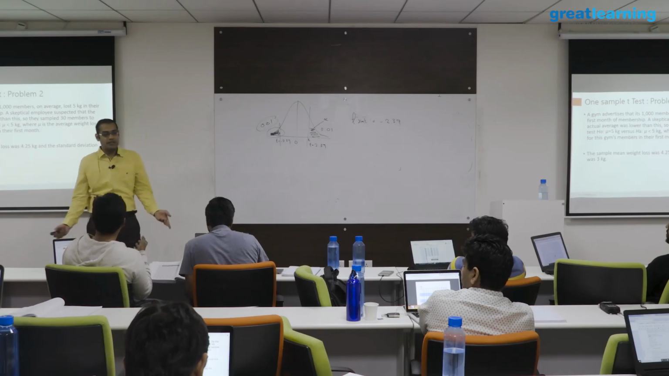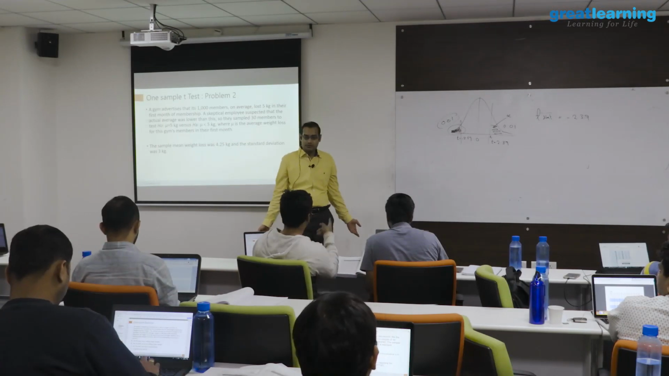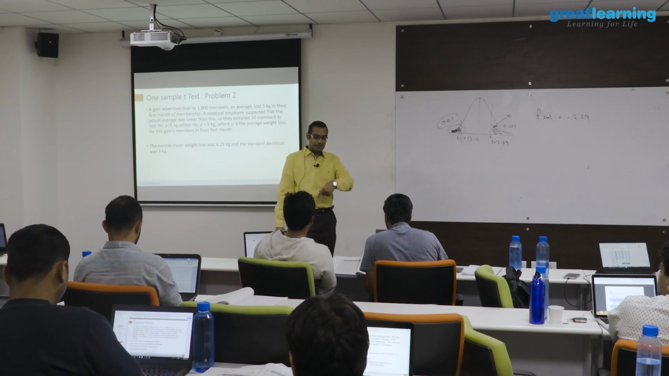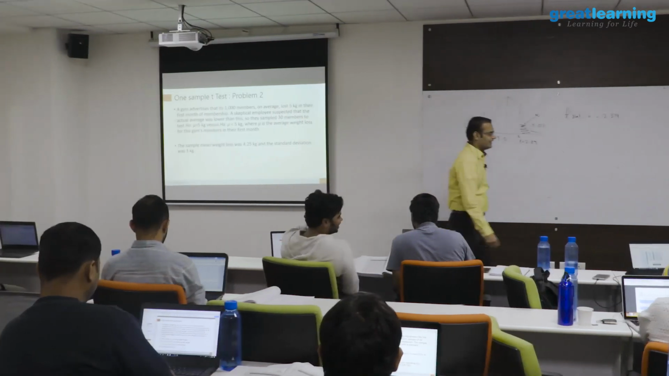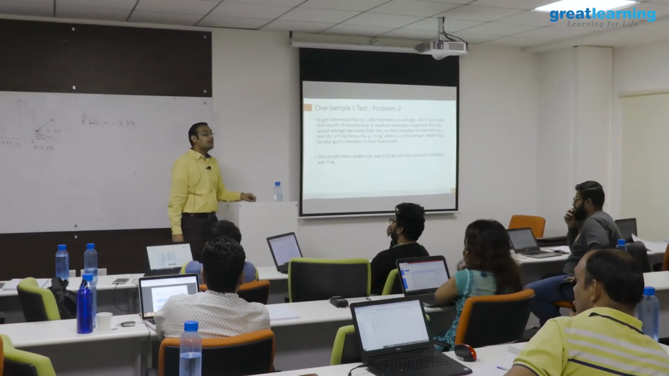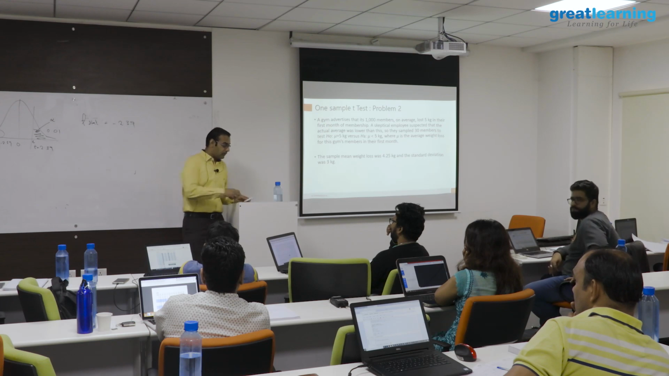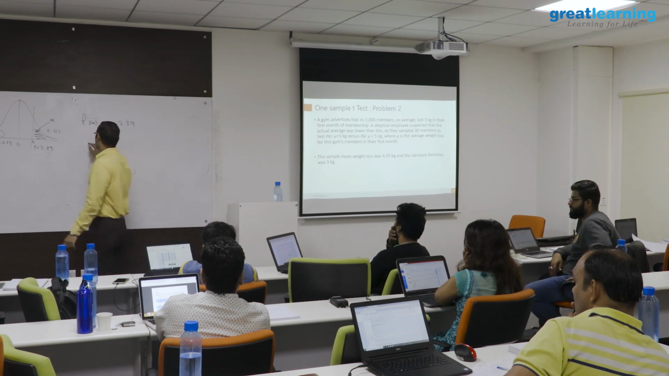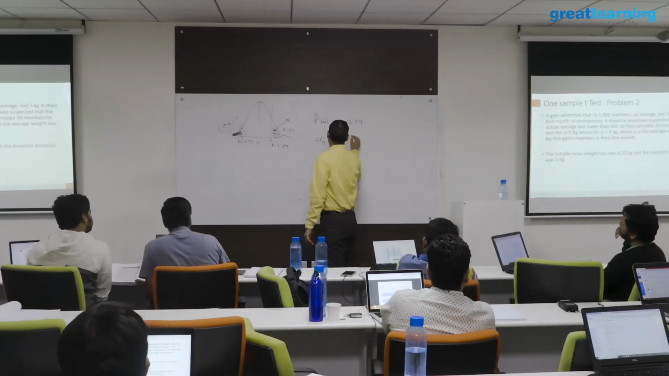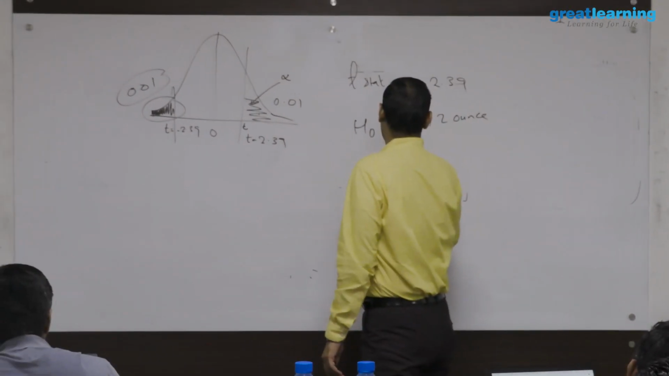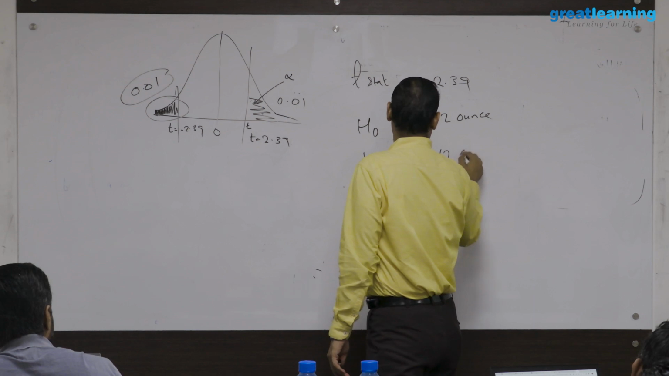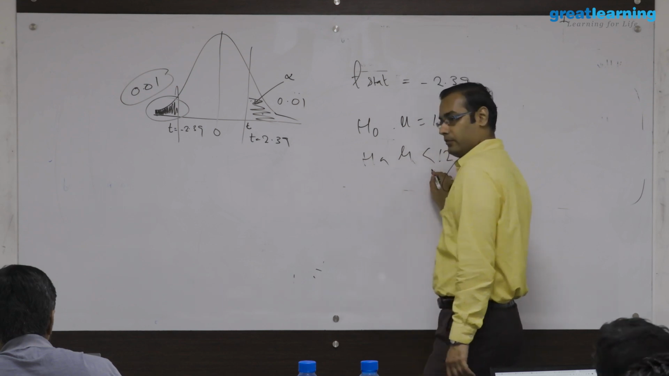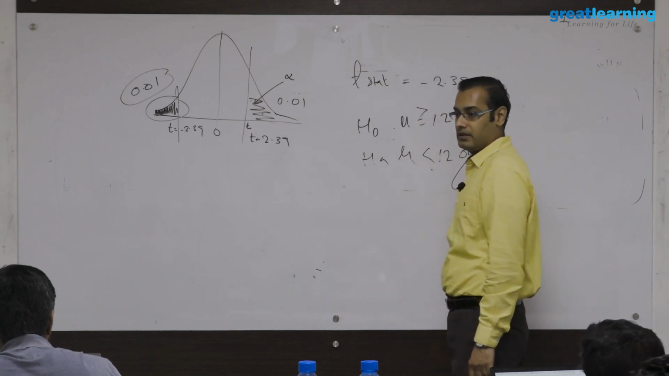Do you agree? Null I never said less than. Null is always equal to. Where did I mention it? See my recording. I am saying I did not mention. Now, yesterday I did not solve this problem, why less than is assumed. In this case, null is mu equal to 12 ounce, alternate is mu less than 12 ounce. Equal to is always there. Here, if this is less than symbol, then this will be greater than equal to.